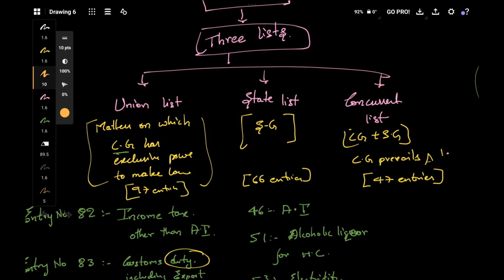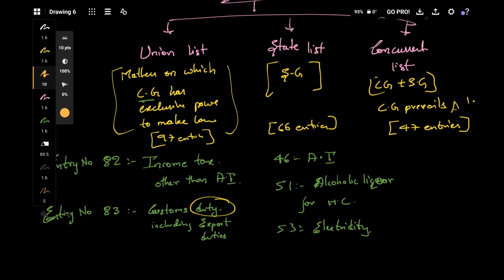So what are these 3 lists? Union list, state list, and concurrent list. These 3 lists say what matters the central government can make laws on, what matters the state government can make laws on, and what matters the central government and state government together can make laws on.